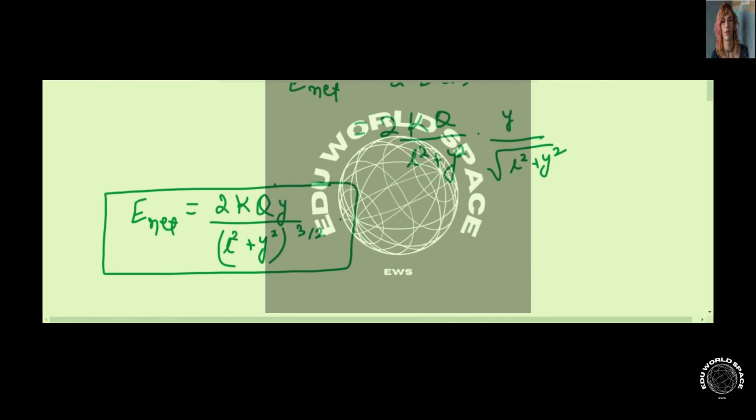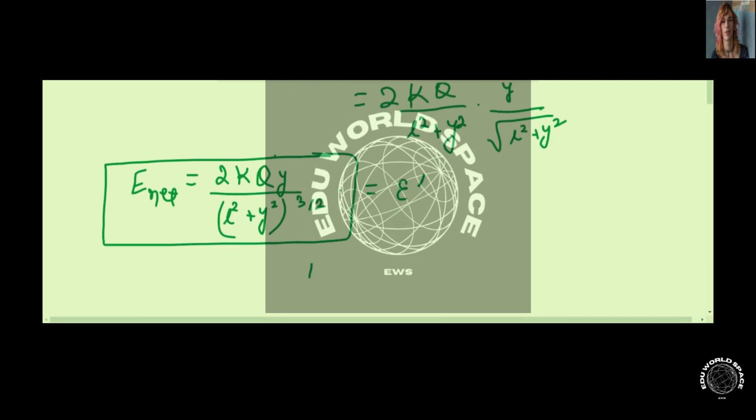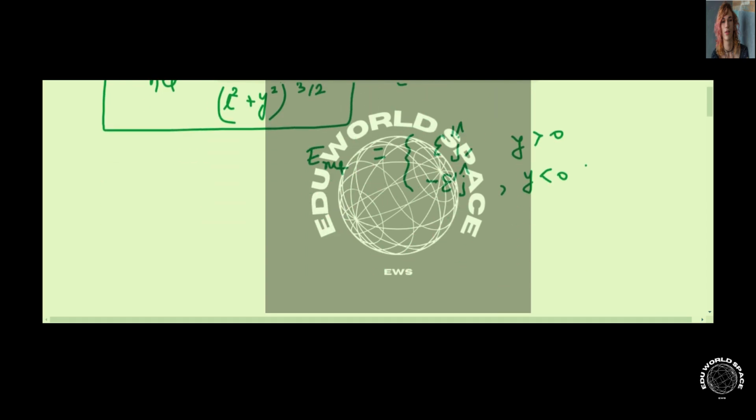So let us take this complete value as E dash. So we can say that the net electric field is E dash j cap if y is positive, and let's write the direction as well because this is a vector, and minus E dash j cap if the y value is negative. That means the point is lying below the origin. So let us find the point where the electric field is maximum.